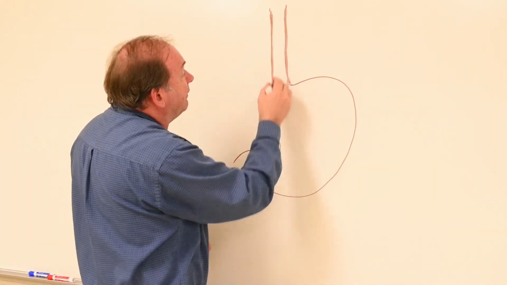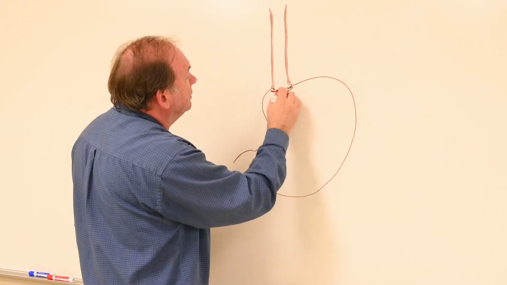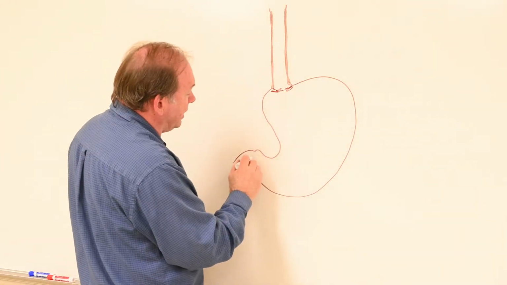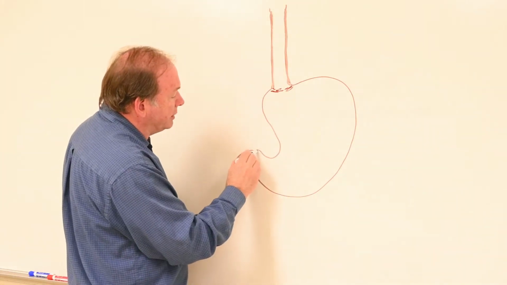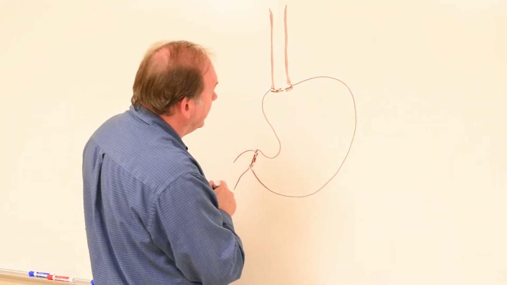At the lower end of the esophagus, there is a sphincter muscle, a circular muscle that helps to constrict right here. And at the lower end of the stomach right here, there's another type of sphincter muscle. And we'll talk about those later as well.